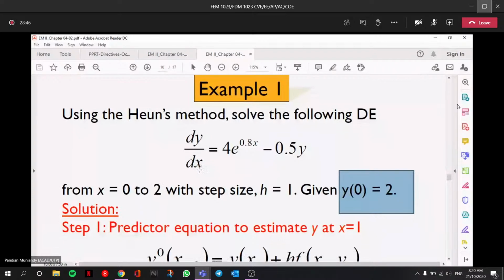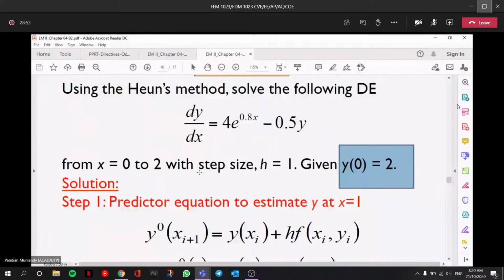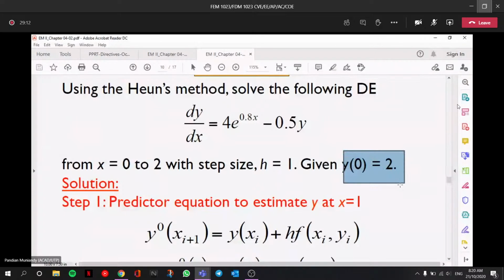Okay, now take a piece of paper and pen, and calculator. We are going to solve this. This is the solution now. Solution, step 1. What is step 1? Predictor equation to estimate y at x equals 1. At x equals 0, you already knew 2. That is the initial condition.